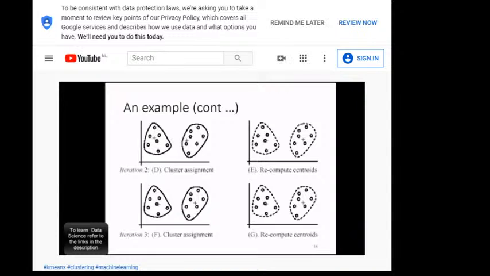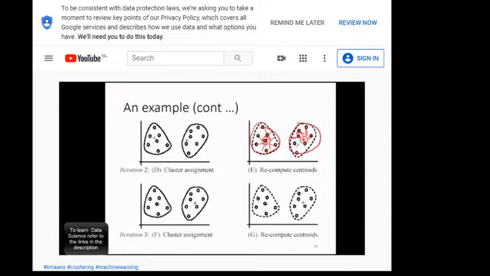Then again the centroid will be calculated, and there isn't much difference. The centroid is somewhere here, same as the last iteration. Then you calculate the distance of each point and try to regroup the data points in the cluster. Again, the centroid will be calculated. So each data point is closer to this one, so this is one cluster. These data points are closer to this one, so this is another cluster.